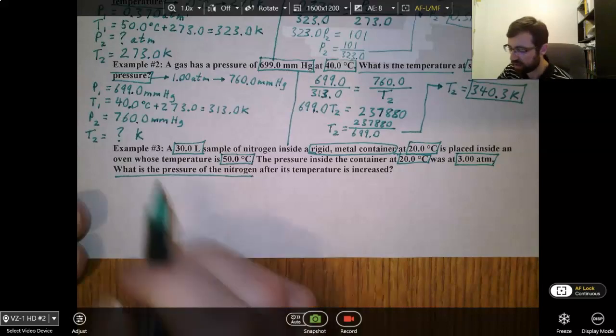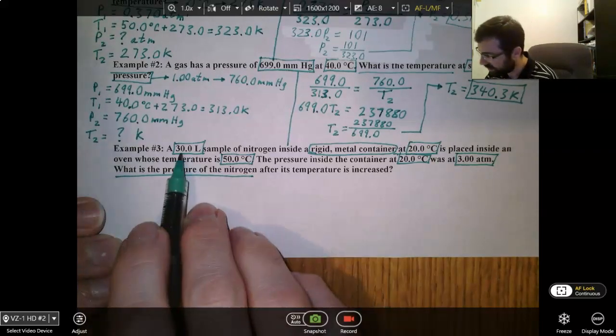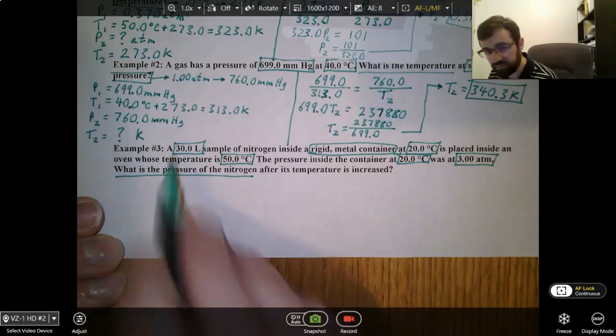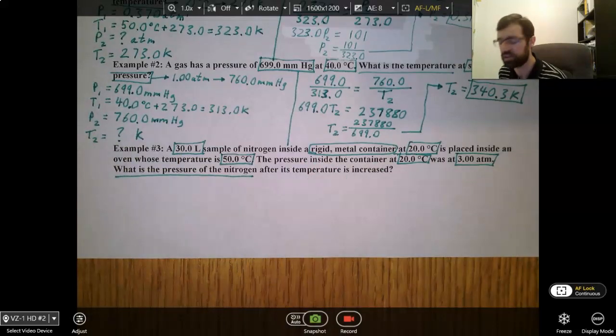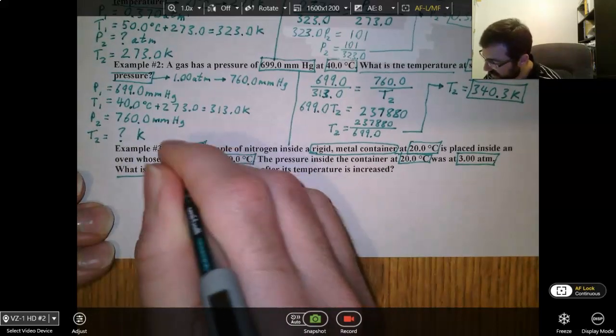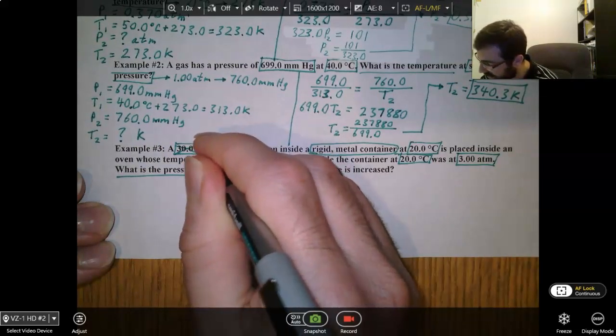I also have this volume given. How do I know which numbers I'm using and which ones I'm not? Well, we got to think about what's changing. We're only using the numbers that are changing. The ones that stay the same, the ones that don't change, we can ignore them because they're constant. They cancel each other out if you look at the equation. This one, 30.0 liters, that's volume. If it's a rigid metal container, that means the volume does not change. Since 30.0 liters is not going to change, we cross it out because it's constant.